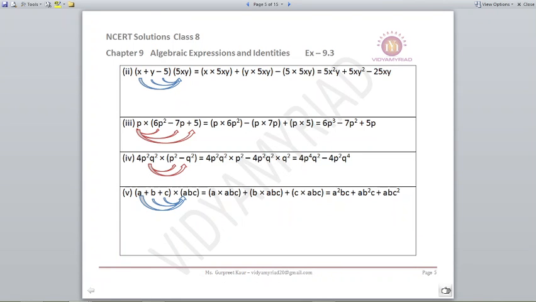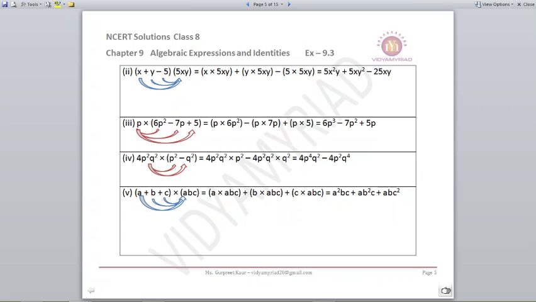x plus y minus 5 multiplied by 5xy. First case, x will be multiplied by 5xy, then y will be multiplied by 5xy, then 5 will be multiplied by 5xy. Take care of the sign. With 5 you have negative, so you will put a negative sign. Now solve the brackets. x multiplied by 5xy will be 5x square y. y multiplied by 5xy will be 5xy square. So what was the thing?